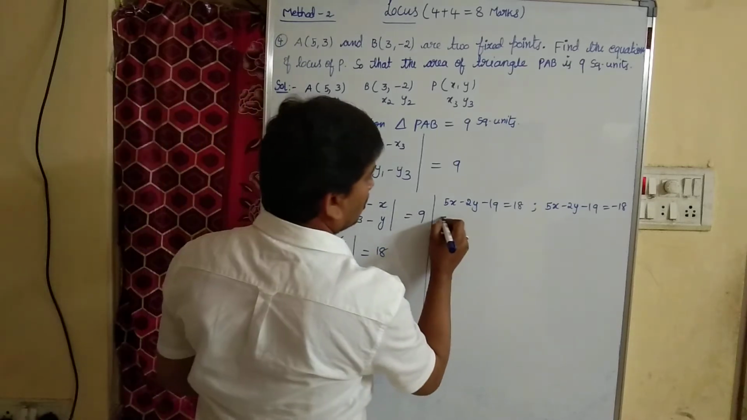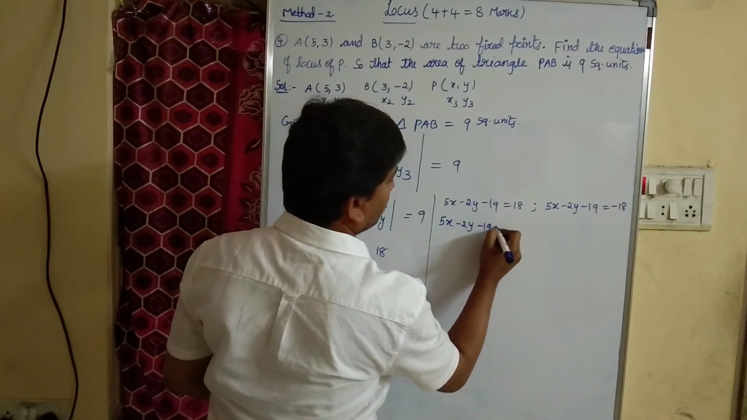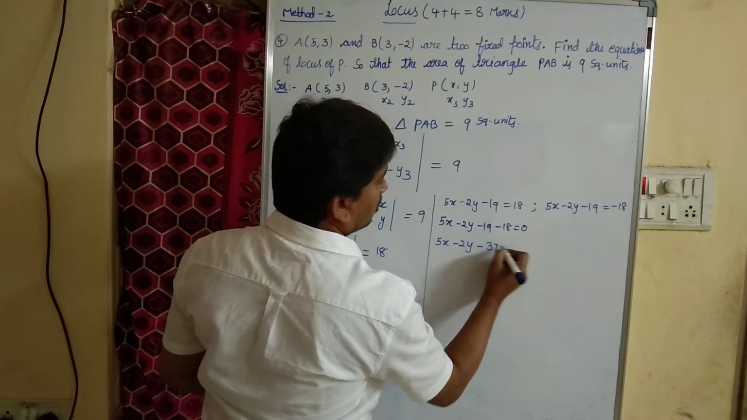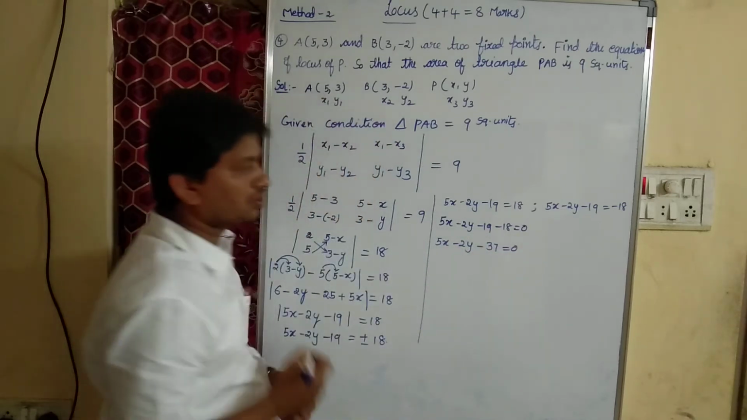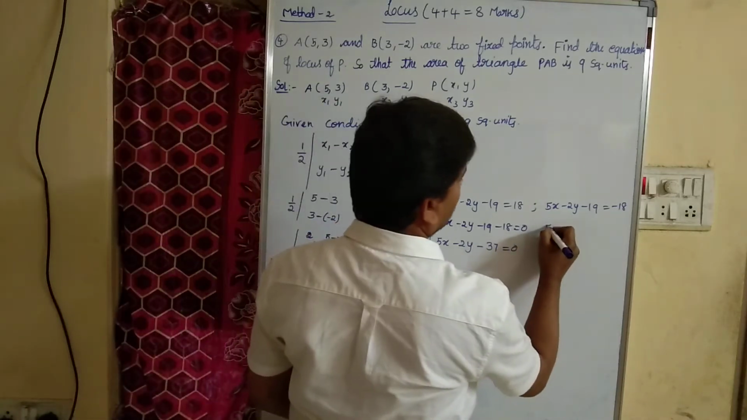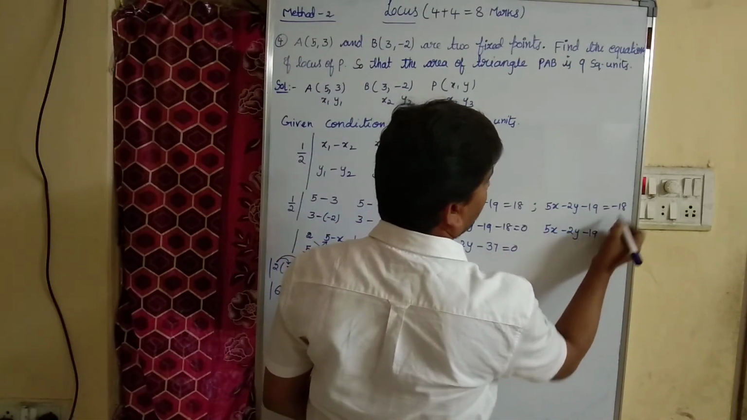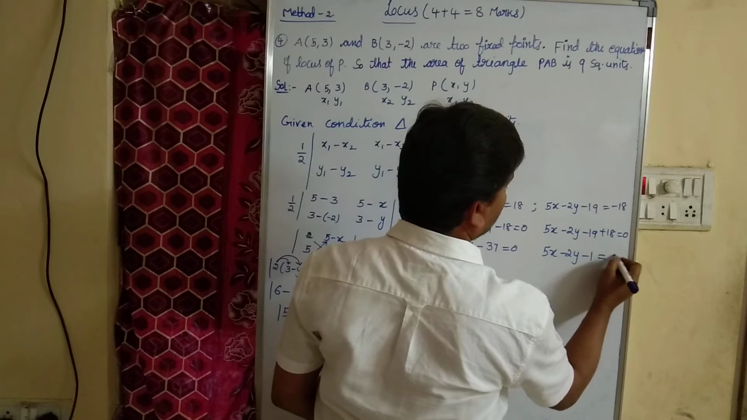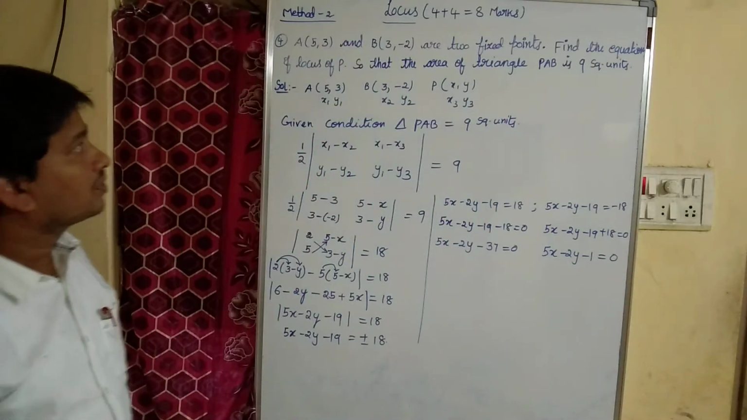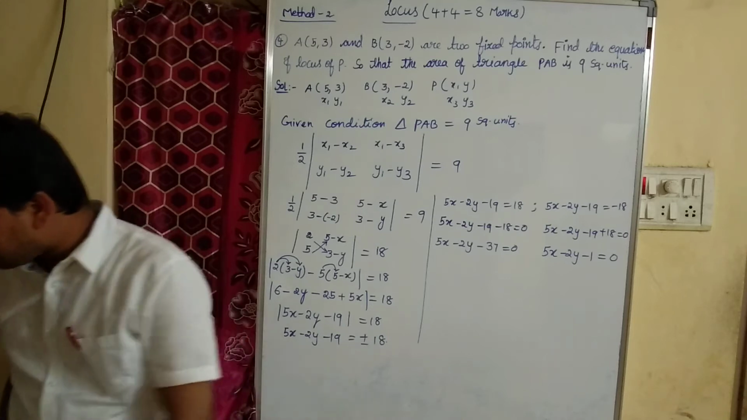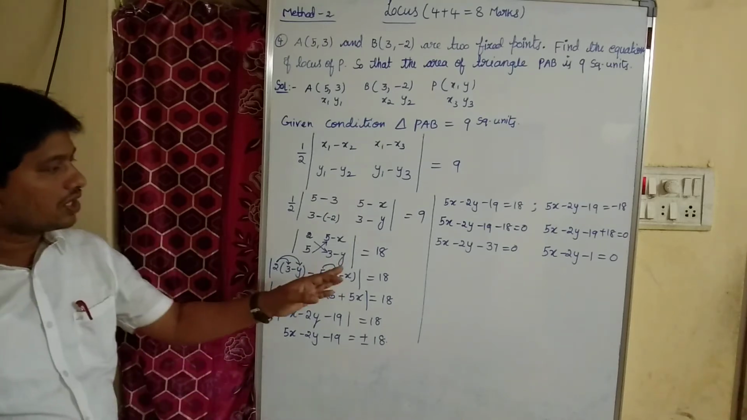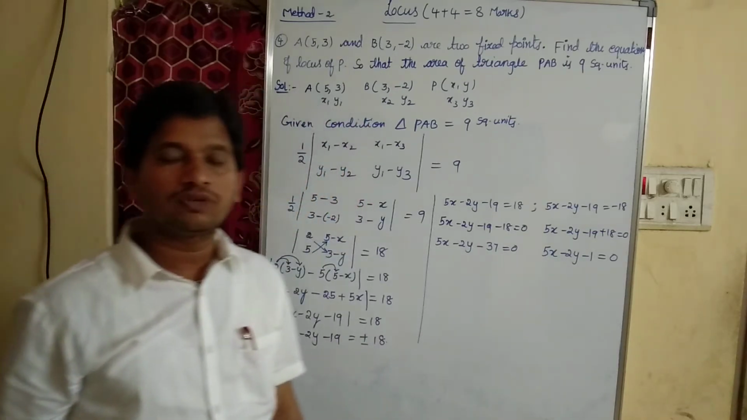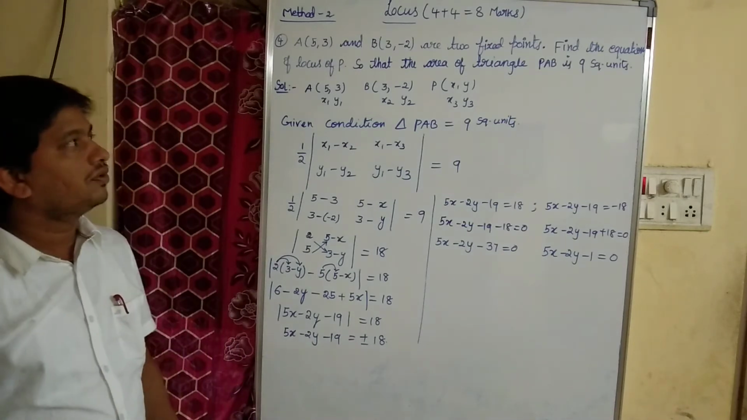Okay, so 5x minus 2y minus 19 minus 18 equal to 0. So 5x minus 2y minus 37 is equal to 0. Again here, 5x minus 2y minus 19 plus 18 equal to 0, so 5x minus 2y minus 1 equal to 0. So what are the equations of locus of P? We have the equations of locus of P: 5x minus 2y minus 37 equal to 0 and 5x minus 2y minus 1 equal to 0. They are the equations of locus of P.